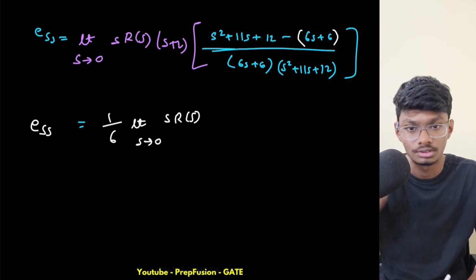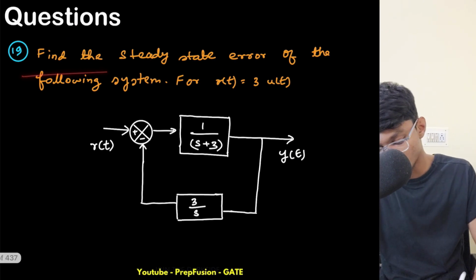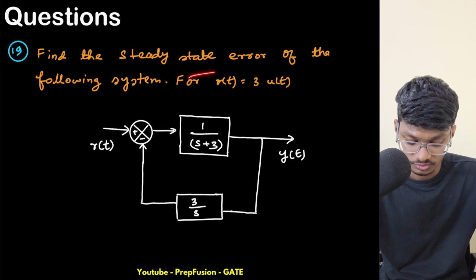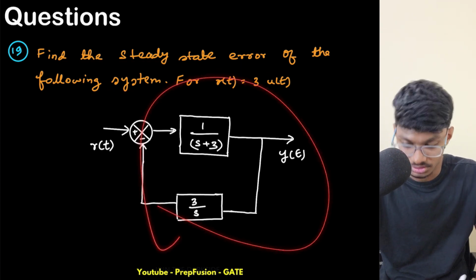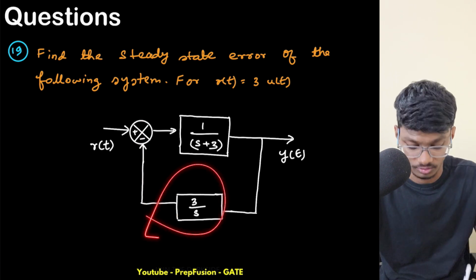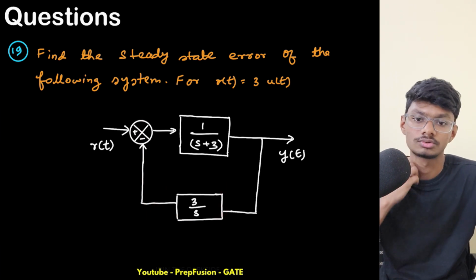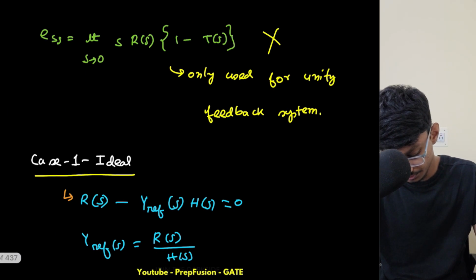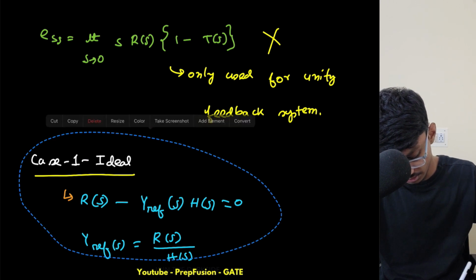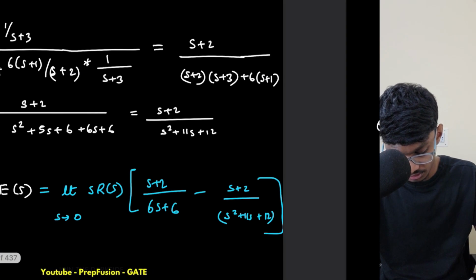Now let's go to the next question. What is the next question? The next question is telling us to find the steady state error of the following system. So the system is given and we have to find the steady state error. Obviously we are observing that this is not a unity feedback system. Again I will use the same thing. I can do copy paste, but you shouldn't. So I will just copy this one. I'll consider case 1 as the ideal case.